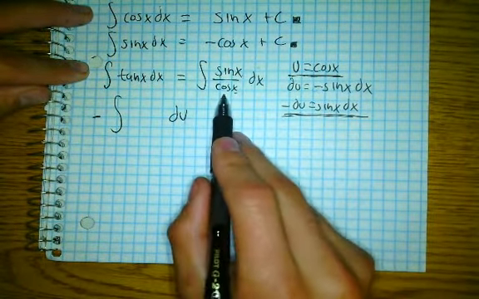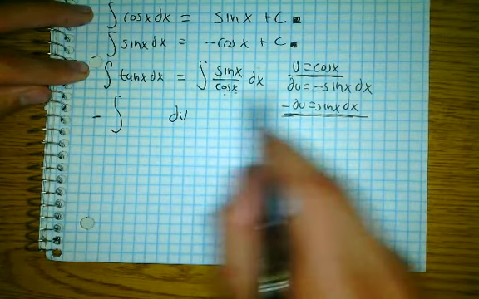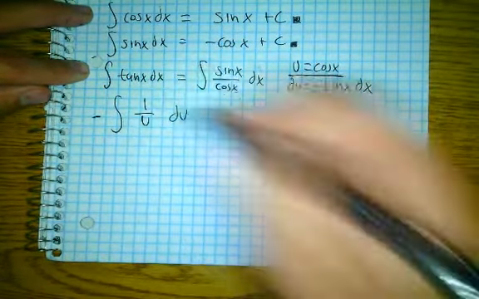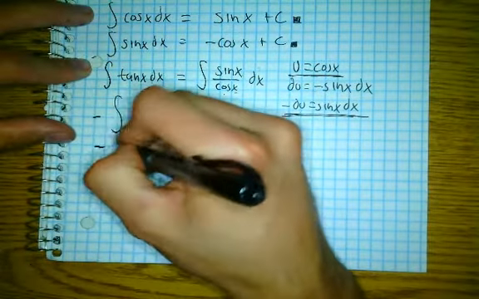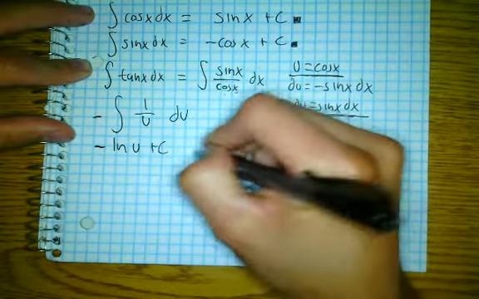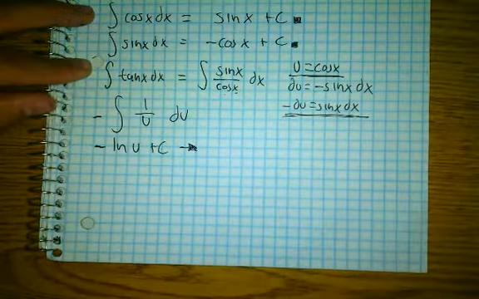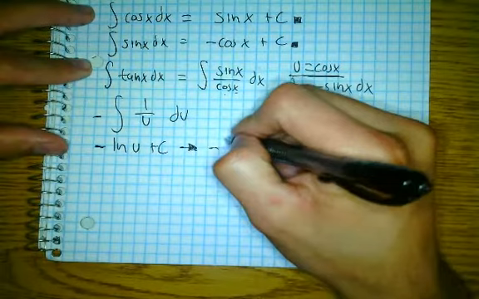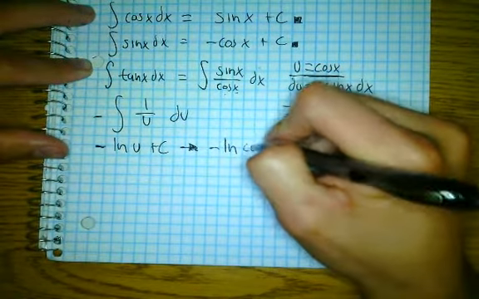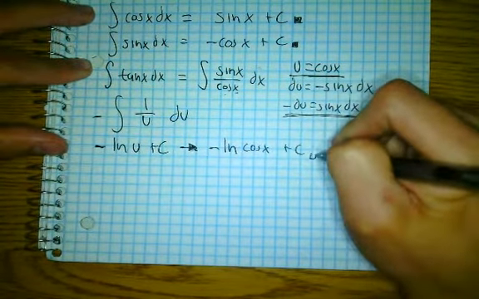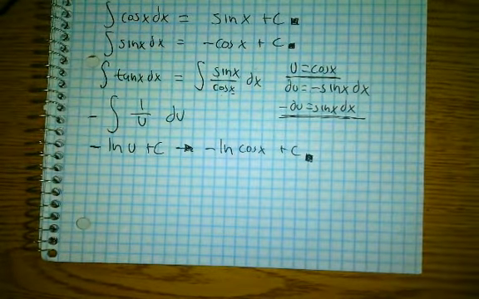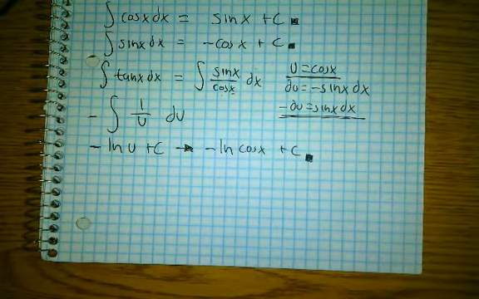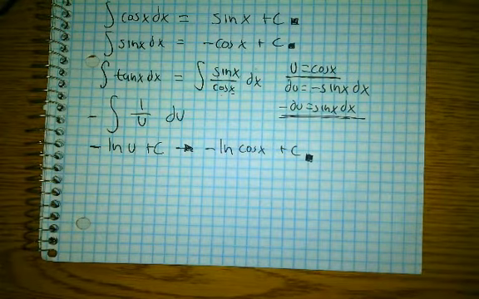And technically, I'm left with 1 over cosine x, right? Well, what's cosine x? Do you recognize that? Ln of u. So it's negative ln of u plus c. Go back and substitute u. What is it? Cosine x, plus c. So now you know that the integral of tangent of x is equal to the negative natural log of cosine of x plus c. Cool?